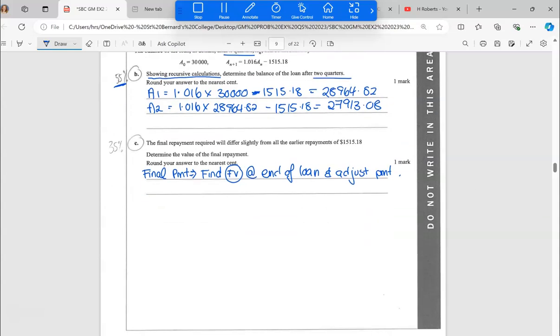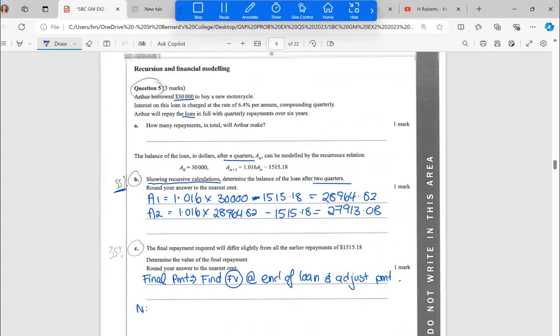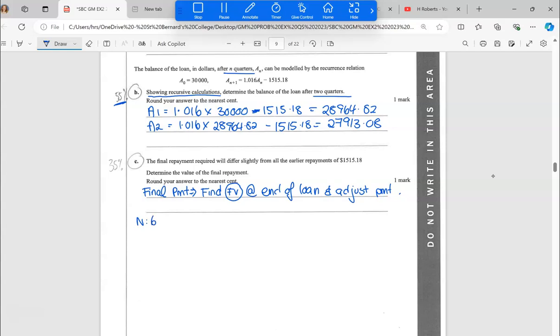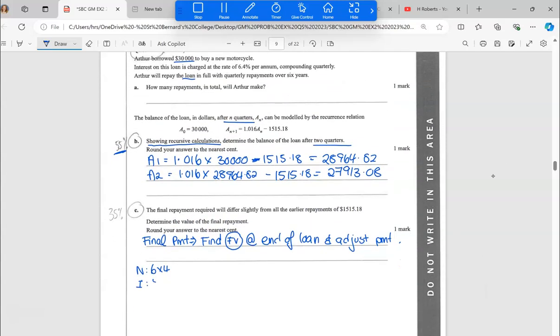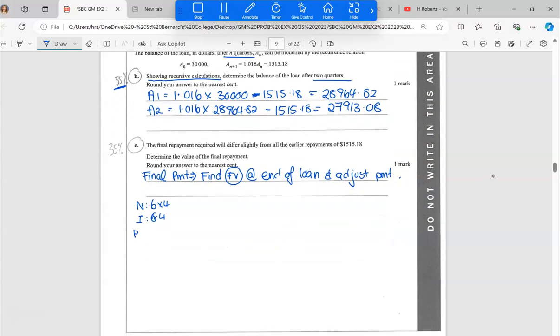So first of all, I want to know when I got to the end of the loan, how much is owing. So if you have a look, this loan was going to go for 6 years and he was going to pay it quarterly. The interest rate was given up there at 6.4. PV was he borrowed 30,000, so that's a positive. And he was making these payments. So we know that the last one is going to get adjusted. This is what we're trying to find.